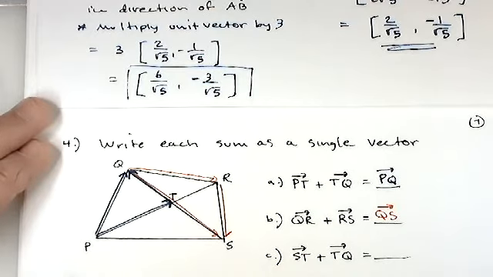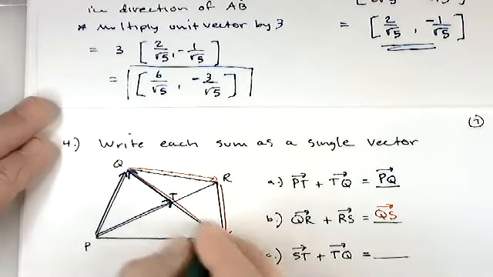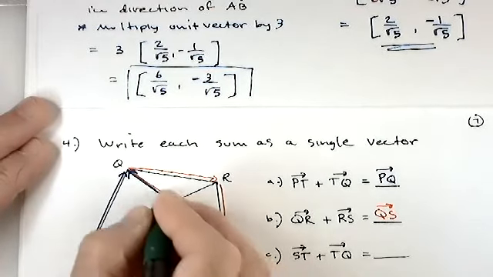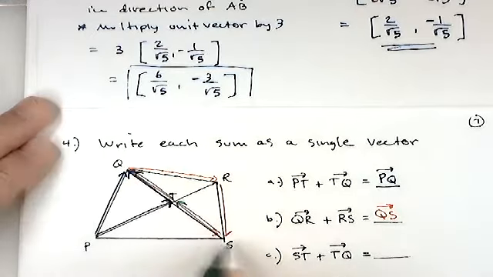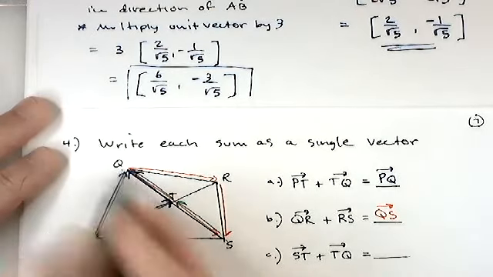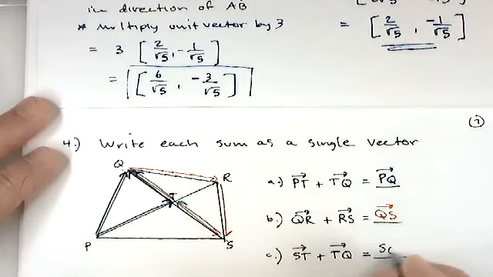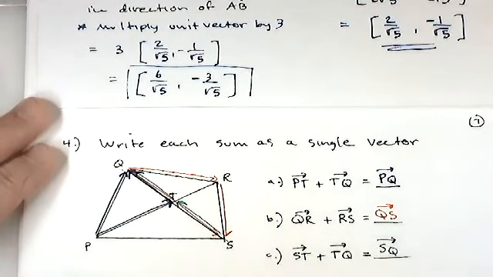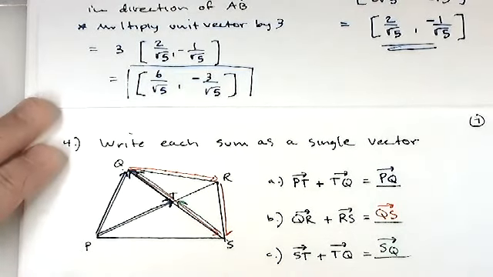Oh, that one's a little bit trickier. Yeah. If you went ST and then added TQ as a single vector, that's just like going from S to Q. So that would equal just SQ.